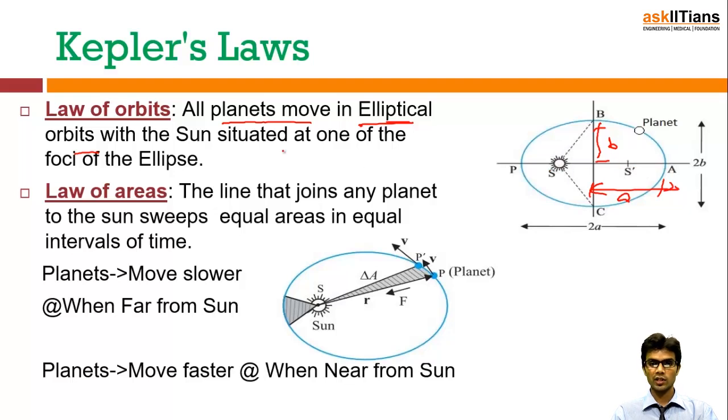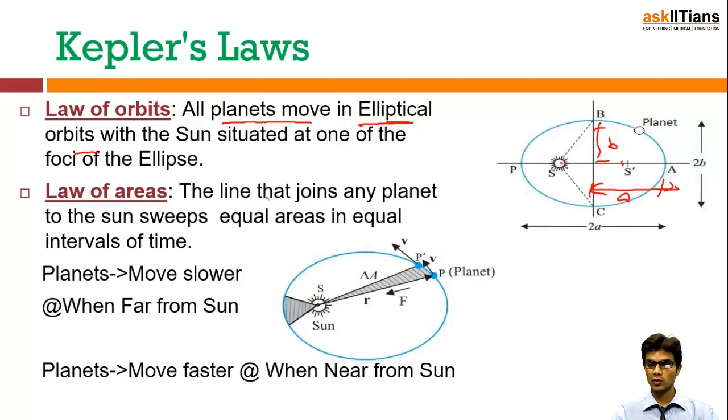So according to Kepler law of orbit, all planets move in elliptical orbit, means the planet moves on this elliptical path, and the sun is situated on either of the foci. Maybe the sun is here or here, and the planet will orbit on the elliptical path. Okay. Second law is law of areas.